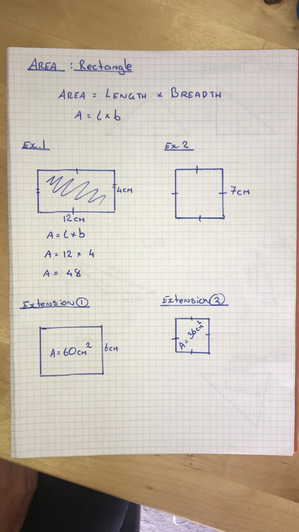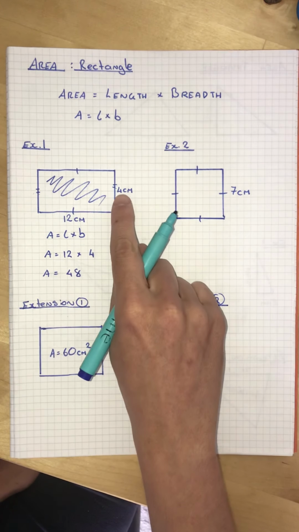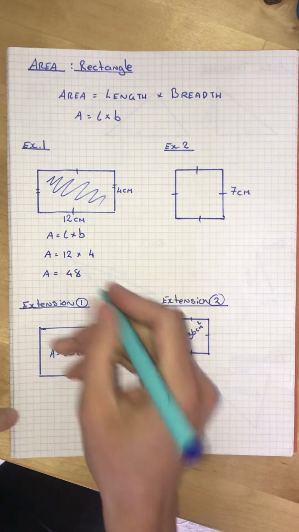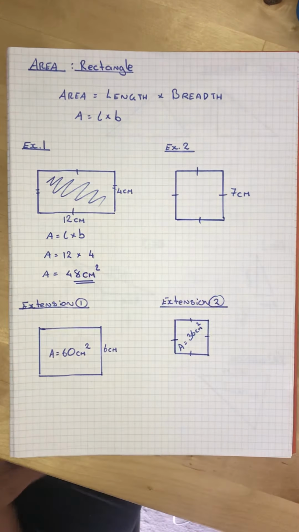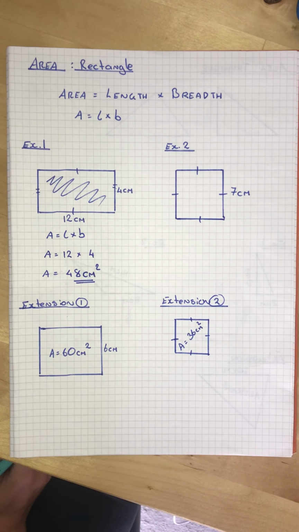And we need to have our correct units. If the measure of length is centimetres, then the measure of area is centimetres squared. Okay, so that's very important. So then moving on to the next one.